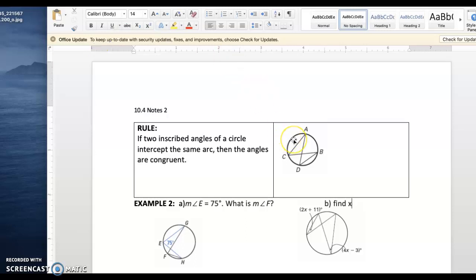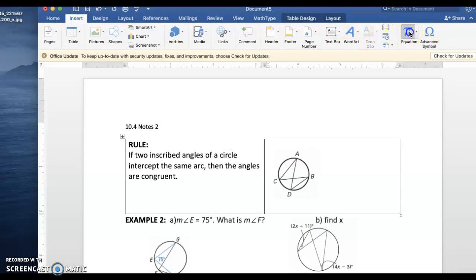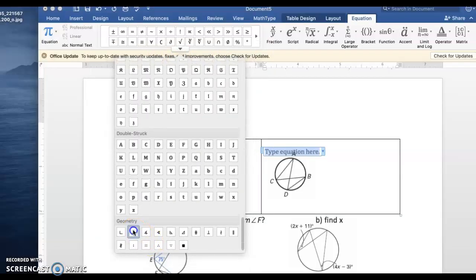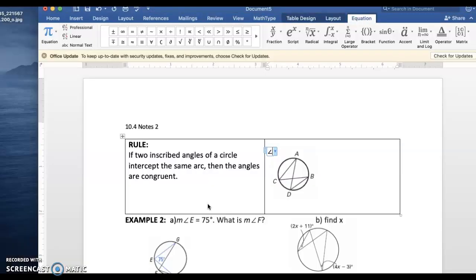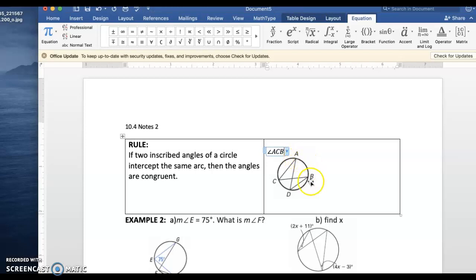So let's look at this inscribed angle here, ACB. I see that angle ACB is intercepting the arc AB. So let me just insert that for you. The measure of angle ACB is intercepting arc AB. And I also see that angle ADB is intercepting the arc AB.